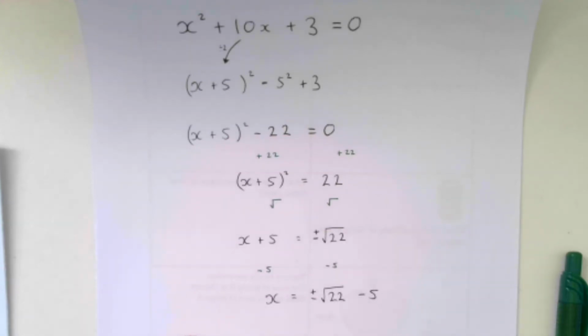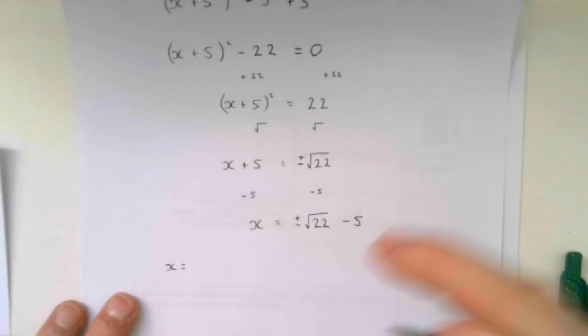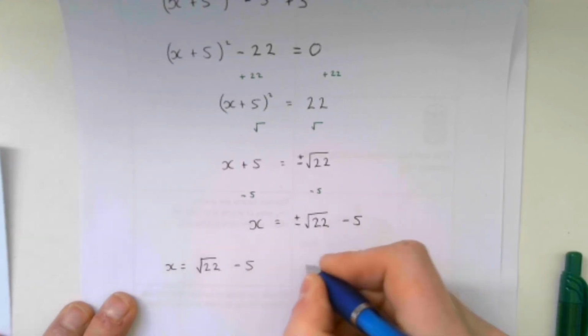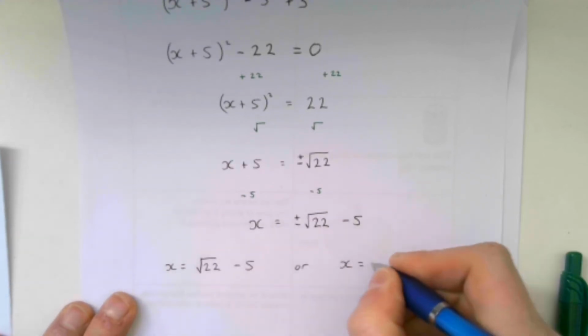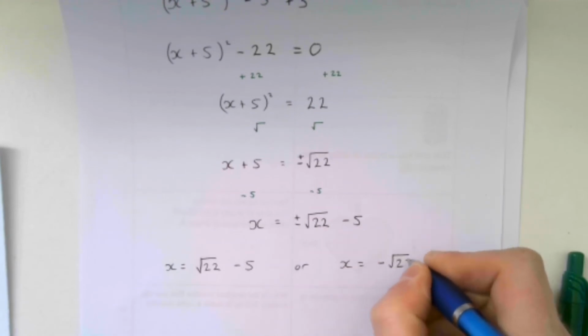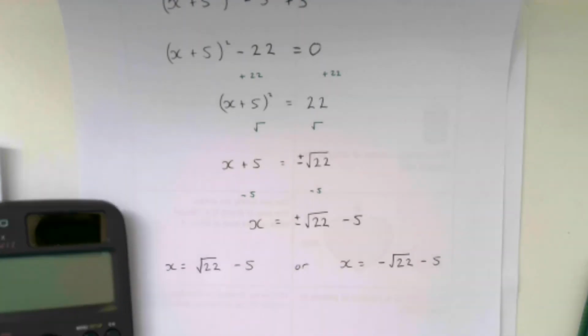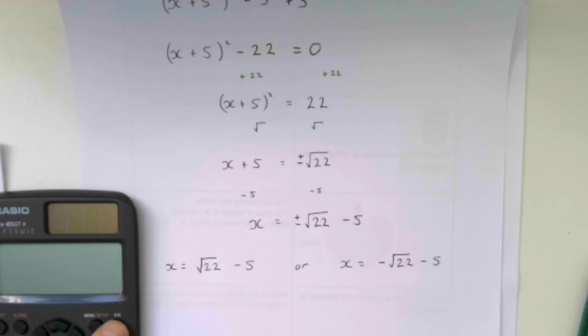At the moment my answer is in square root form, so I've got two answers. I've got x equals the positive square root of 22, then take away 5, or we've got x equals the negative square root of 22 and then minus 5. Okay, they're my two answers at the moment, and they're currently in square root form. Sometimes it'll ask to give your answers to a specific amount of decimal places. That's when you need to reach for your calculator, and we need to put this in our calculator and round.